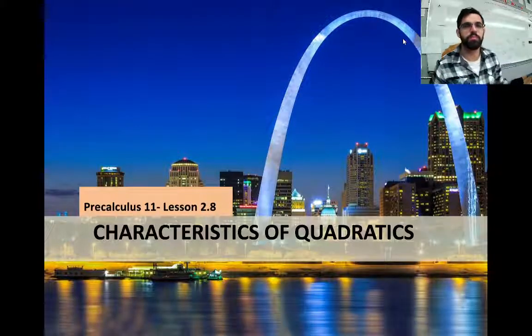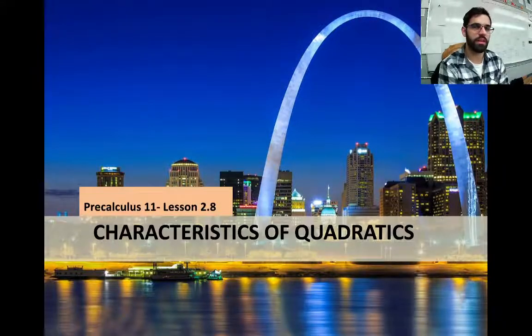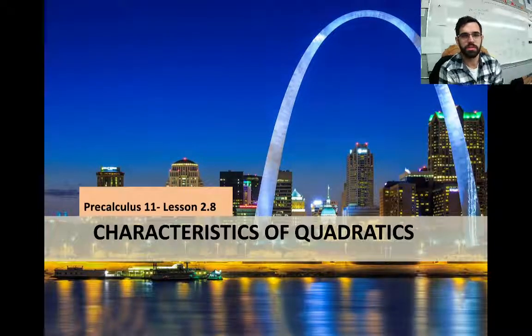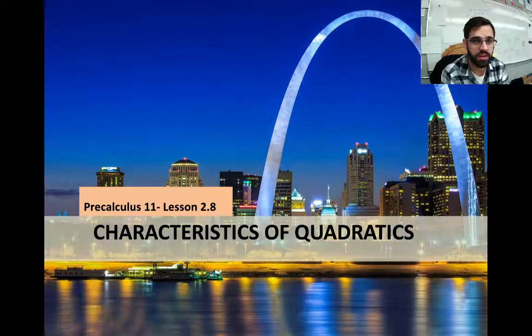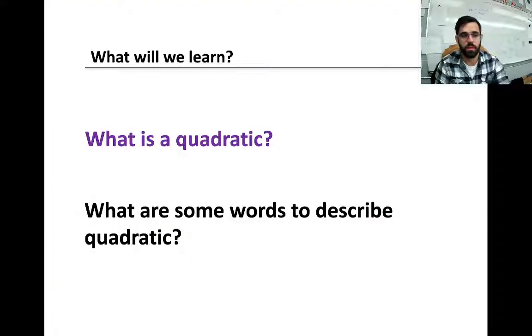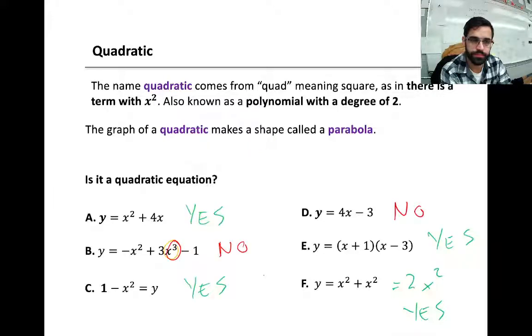Alright, this is lesson 2.8 of our Pre-Calc 11 class. Unit 2 is called Polynomials. Lesson 8 is called Characteristics of Quadratics. What we're going to learn in this lesson is more about what a quadratic is and what are some words we use to describe quadratics.